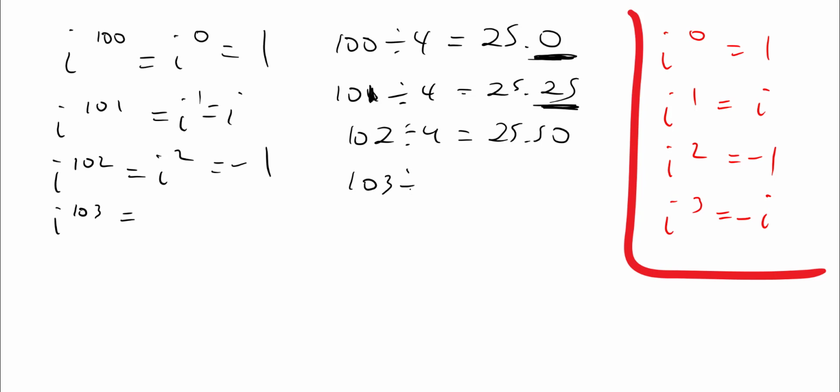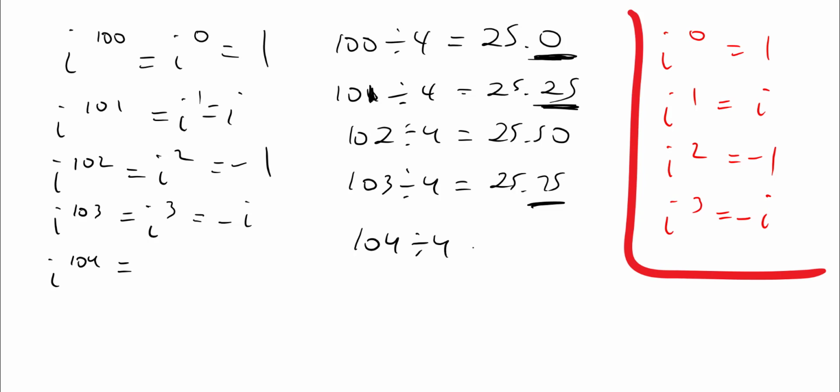How about i to the 103? So 103 divided by 4 is 25.75. Aha! 75 cents, 3 quarters. So that's -i. Okay, if I do one more, right? i to the 104. So 104 divided by 4 is 26.00, right? Nothing, it's 26. So no quarters. So i to the 0 is 1.